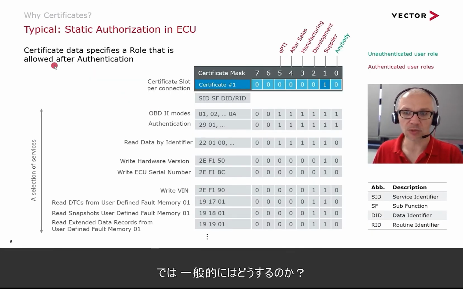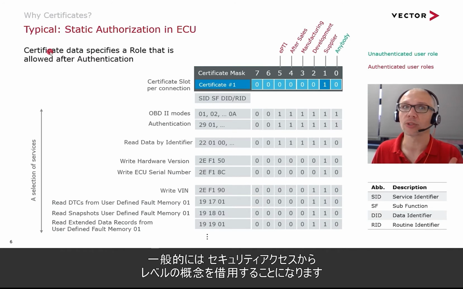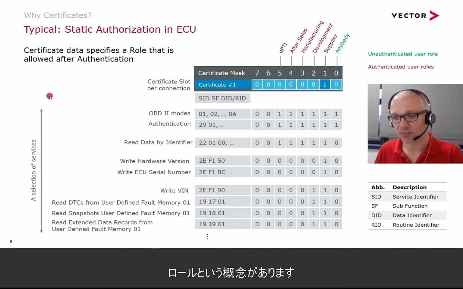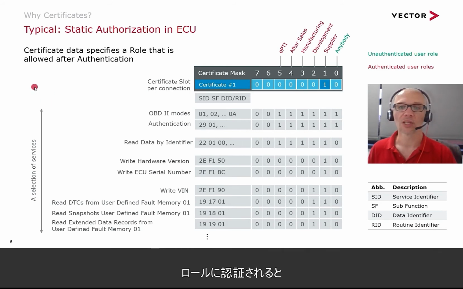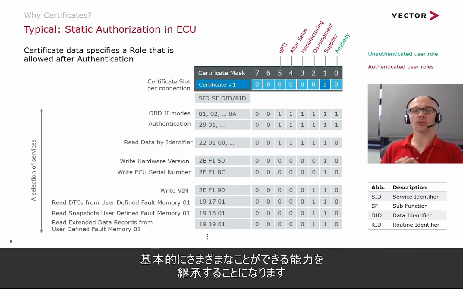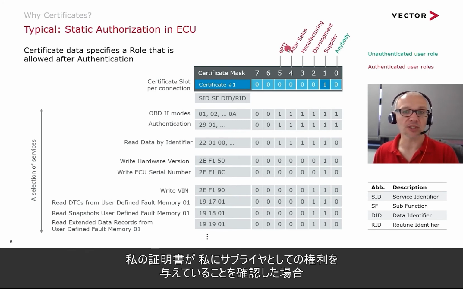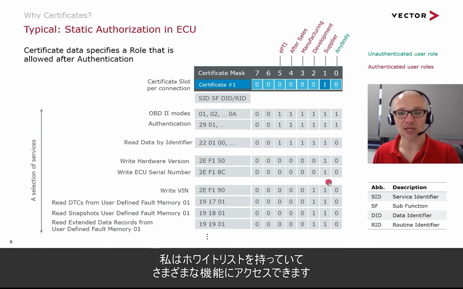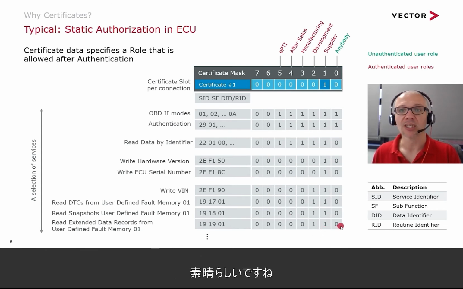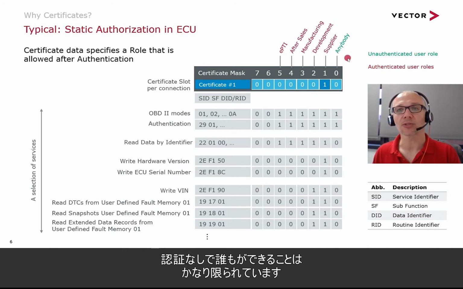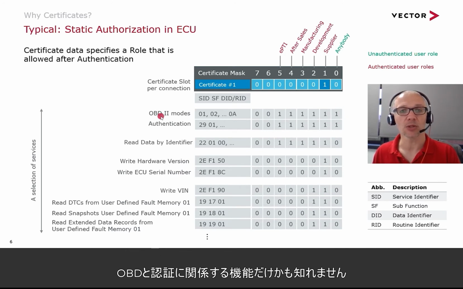What do we typically want to do? Well, typically we borrow the concept of levels from security access. So we have a concept of role. Once we've authenticated to a role, we basically inherit the ability to do a load of stuff. So if I authenticate as a supplier, for example, and my certificate identifies that it's giving me the rights of being a supplier, then I have a whitelist that gives me access to a load of different capabilities. Fantastic. The list of things that anybody can do without authentication is quite restricted. Maybe only OBD and authentication, even, maybe.